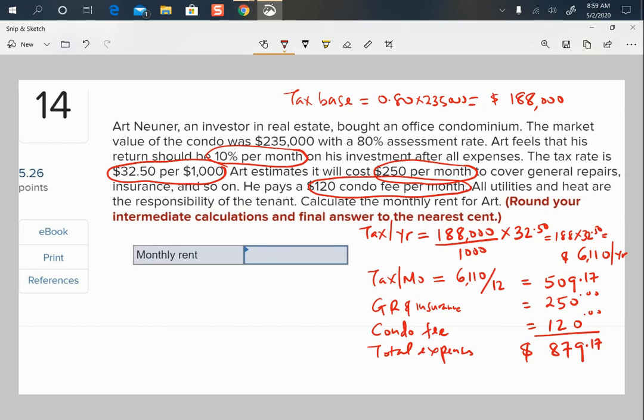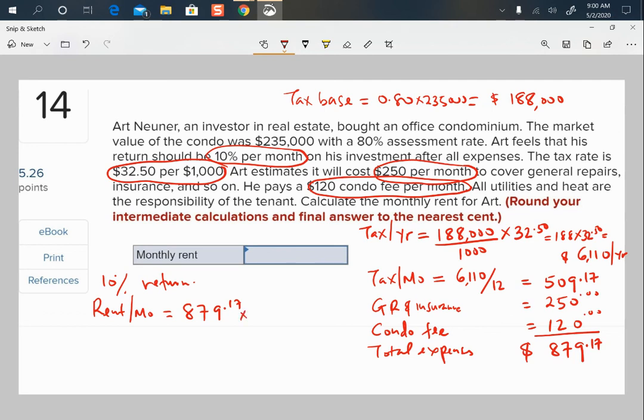But remember, the goal of the investor is to get a 10% return, right? So in other words, you're going to charge the tenant more than just $879. So in terms of the monthly rent, you're going to take the total expenses and mark them up by 10%. So you can find the 10% of 879.17 and then add it to the 879.17.